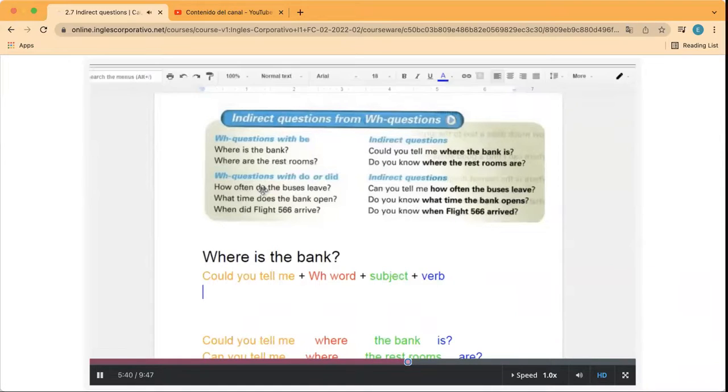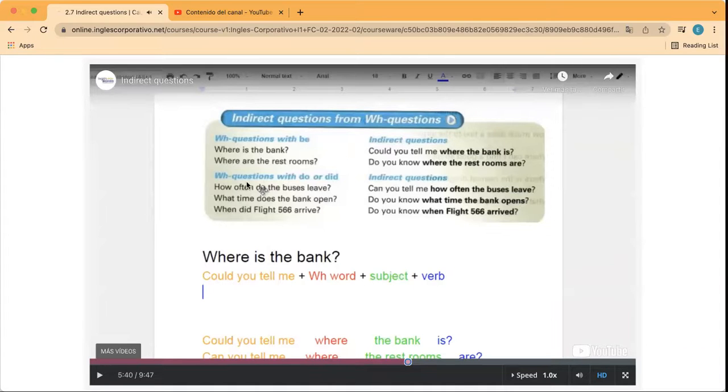In the questions, talking about the present with do, how often do, for example, okay? In indirect questions, the do disappears, the does disappears. Con los auxiliares, do or does, desaparecen. So how often do the buses leave? Can you tell me how often the buses leave? Fíjense que ya el do desapareció. What time does the bank open? Be able to change this question. What time does the bank open? In the indirect, do you know what time the bank opens?